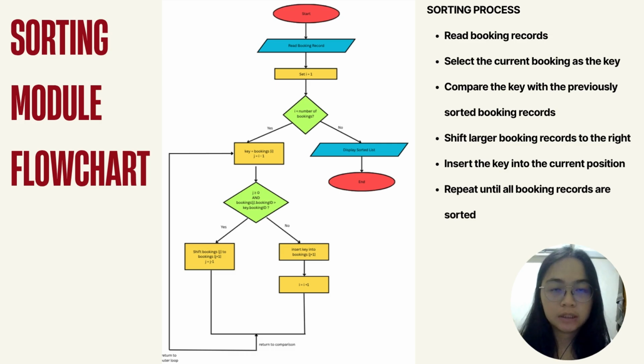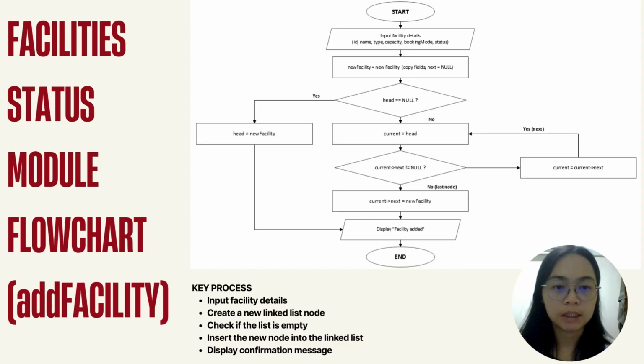This flowchart shows the insertion sort algorithm used to organize booking records. The system reads the booking record, selects the current booking as the key, compares it with the previously sorted records, shifts larger records to the right, and inserts the key into the correct position. This process repeats until all booking records are sorted. The same algorithm is reused to sort records by booking ID, user ID, facility name, booking date, start time, and priority score.